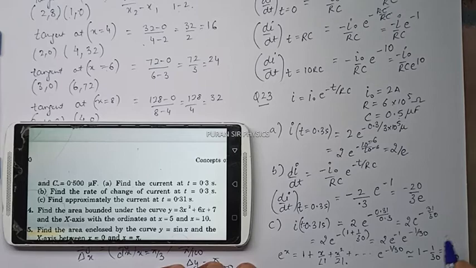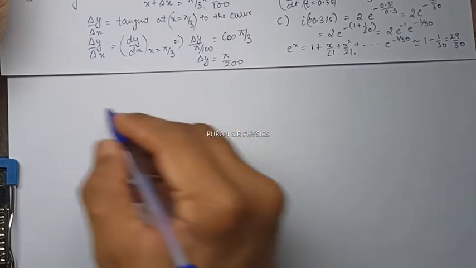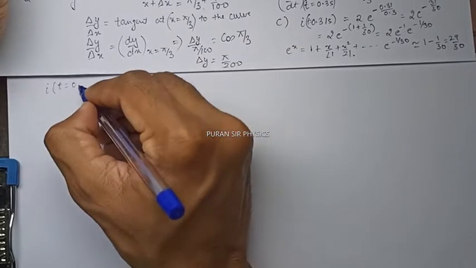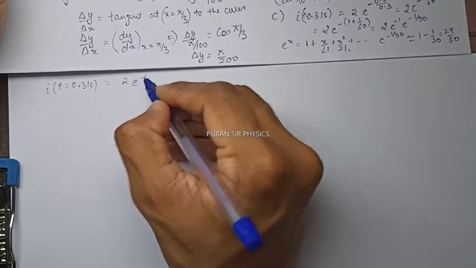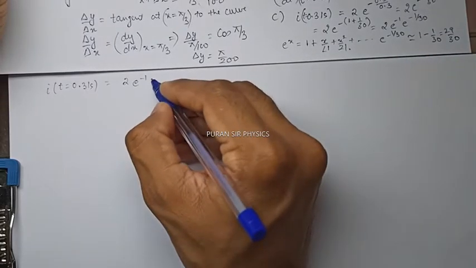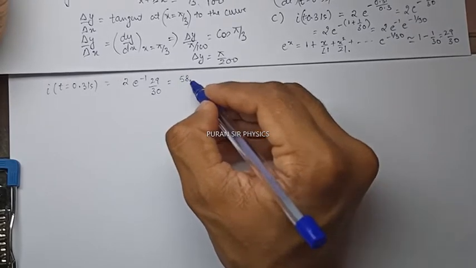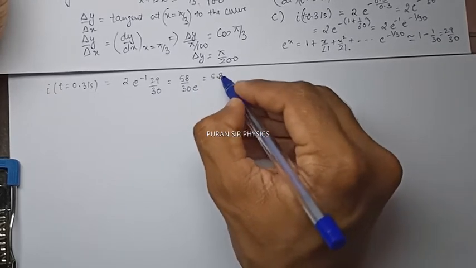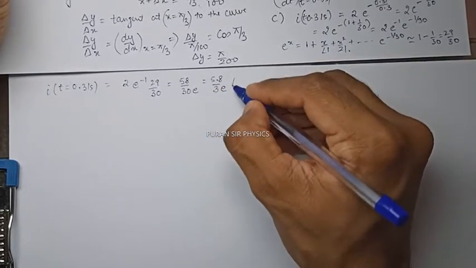And okay, so this thing can be written as, so your I at t equals to 0.31 second comes out to be 2 e raised to power minus 1 into e raised to power minus 1/30, which can be written as 29/30. So we can write it like this: 58 upon 30 divided by e, so it will be 5.8 upon 3e. So it is a current, so here we write it in ampere.